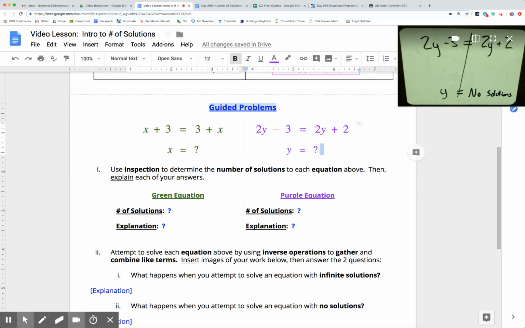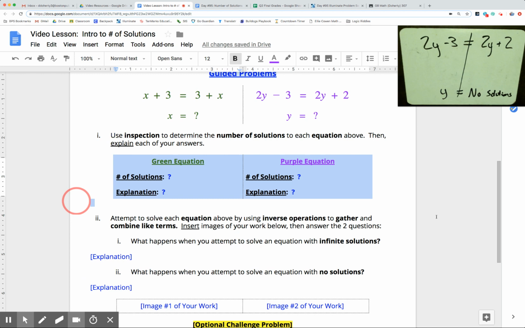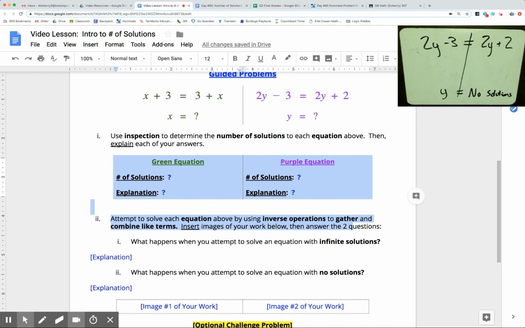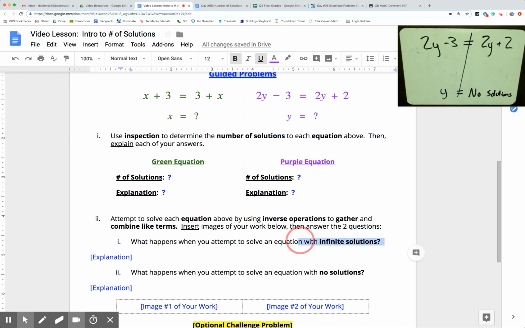And at this point, I want you to pause this video again. And for part 2, it says attempt to solve each equation by using inverse operations. Those are the opposite operations, adding and subtracting, to gather and combine like terms, or to get the variables together on the same side. You're going to insert images of your work, and we're going to think about what happens when we try to solve the ones with no solutions. That's the purple equation here. And what happens with infinite solutions, or the green equation.